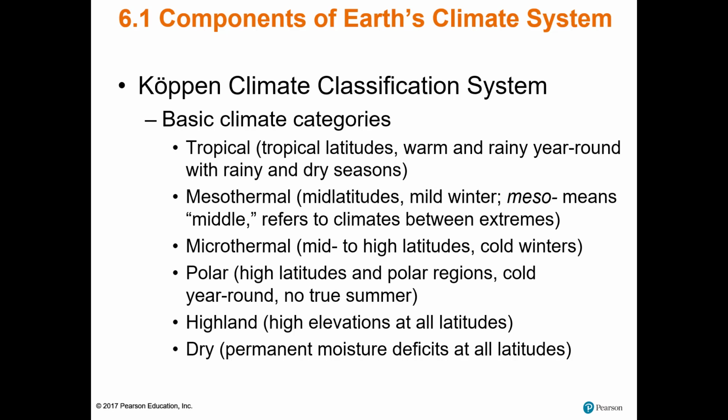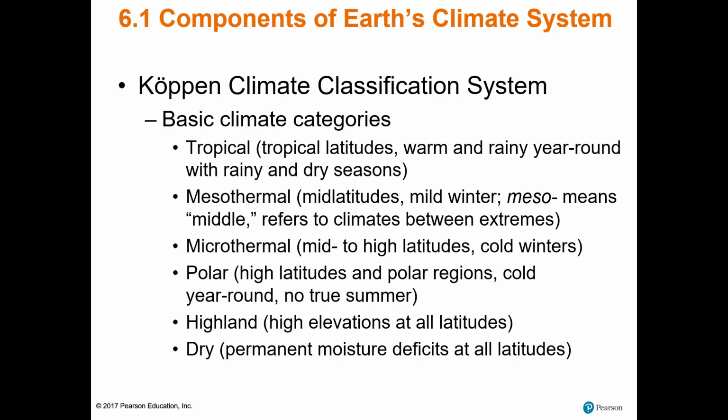The method that we're going to focus on is called the Köppen Climate Classification System, and these are the basic climate categories: tropical, mesothermal, microthermal, polar, highland, and dry. Tropical is warm and rainy year-round, and there are rainy seasons and dry seasons, or wet seasons and dry seasons. Mesothermal is the mid-latitudes. Meso actually means middle, and so it refers to the climates between extremes, with a mild winter.